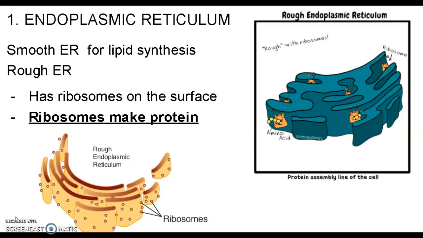And there are two main types of endoplasmic reticulum. The smooth ER is primarily for making lipids or lipid-based hormones like estrogen and testosterone. That's the job of the smooth ER. And it also is really important in detoxifying chemicals. The rough ER has ribosomes on its surface, and ribosomes are really important because they make all the proteins in a cell.